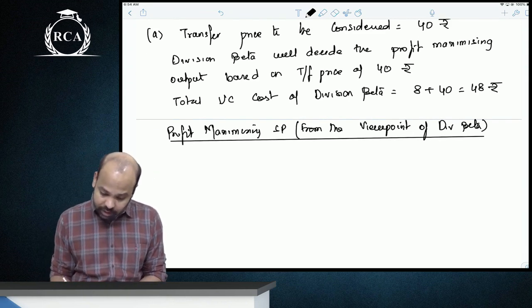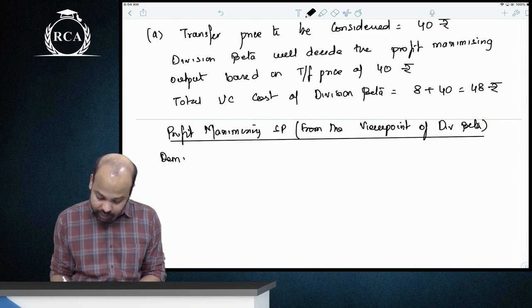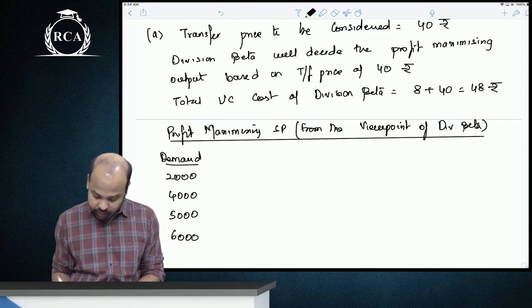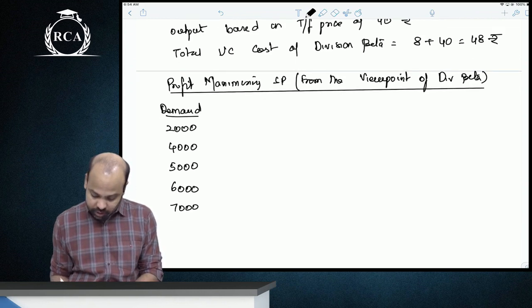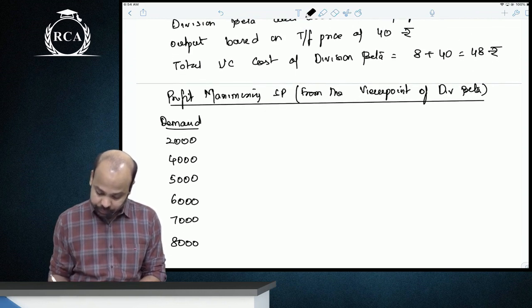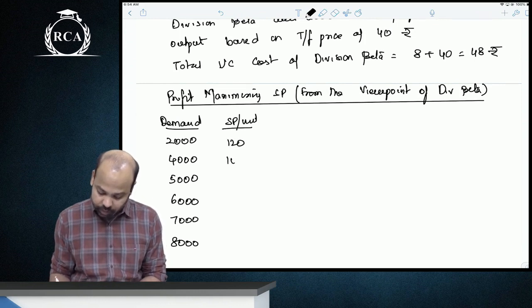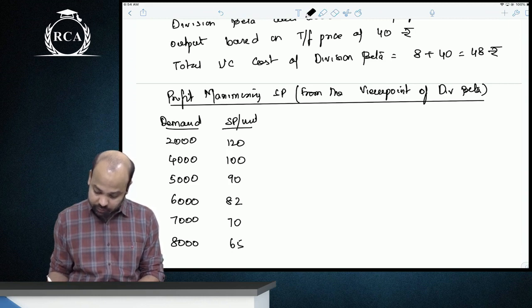So here, beta, the demand can be 2,000 units, 4,000 units, 5,000 units, 6,000 units, 7,000 units, and 8,000 units. The selling price per unit, guys, is 120, 100, 90, 82, 70, 65.